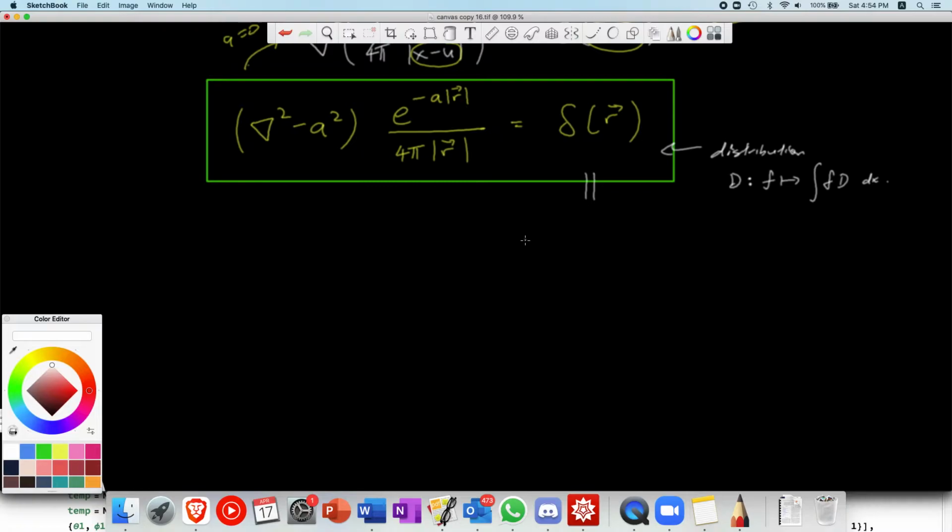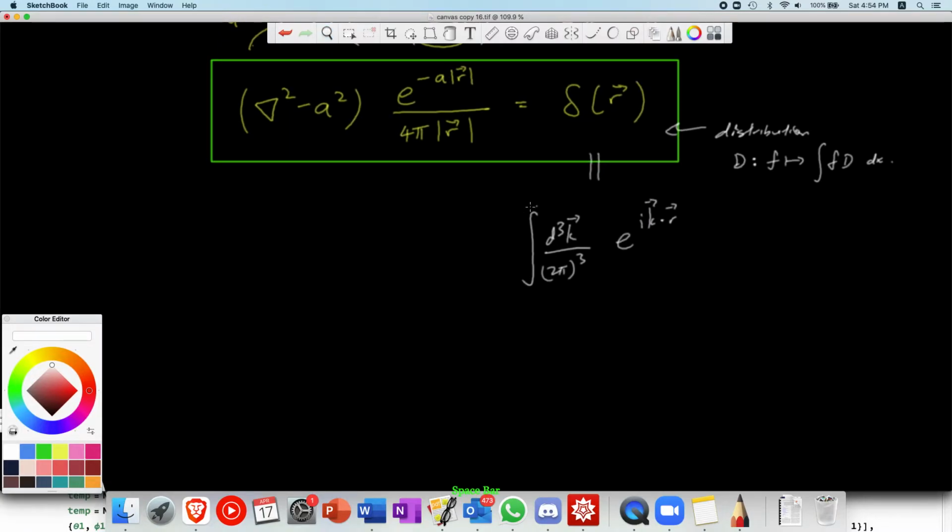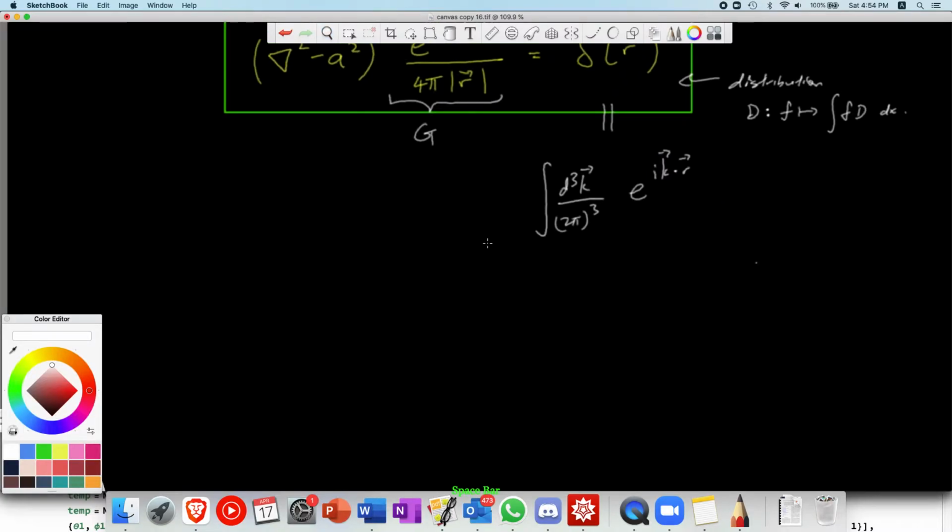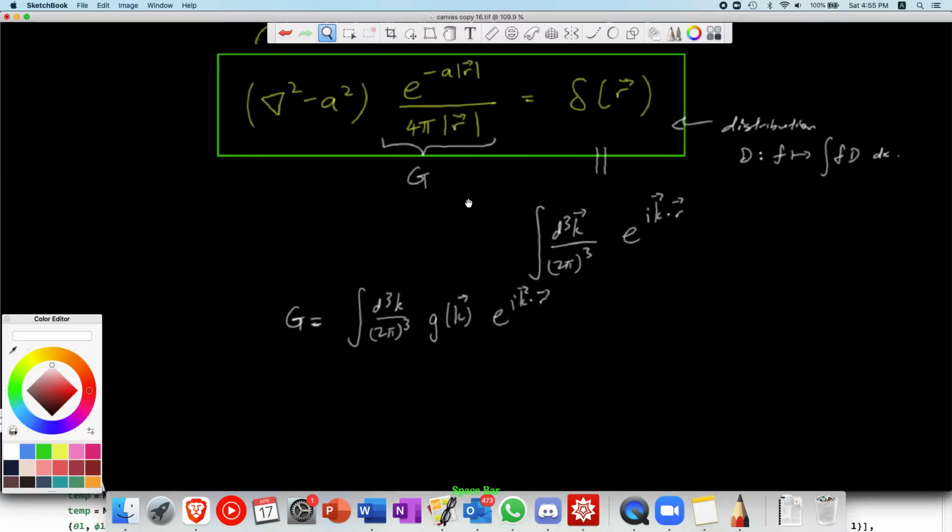So what is the right hand side? This one can be quoted from any textbook: the integral d3k over 2 pi cubed of e to the power of i k dot r. Here k is a vector, r is a vector, and this is a three-dimensional integral. And what is the left hand side? Let this function be g. Let g equal the integral d3k over 2 pi cubed, a Fourier transform with some coefficients g of k, times e to the power of i k dot r. This is a general form of g. We want to find what g is to satisfy this equation.